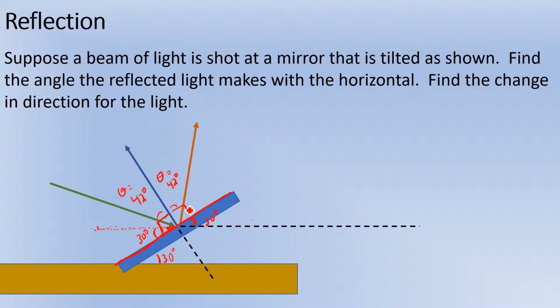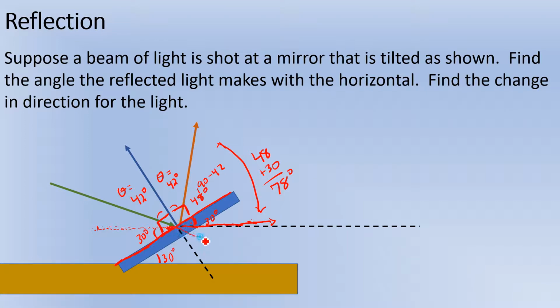Now since the normal makes a right angle right here, we know that this is going to be 90 minus the 42, which is going to be 48. So this is 48. Now the angle that the reflected light makes with the horizon, so here's my horizon, and this would be the angle that it makes with it. So that is going to be 48 plus the 30, which gives me a 78 degree angle that it makes with the horizon. But I also asked for the change of direction.